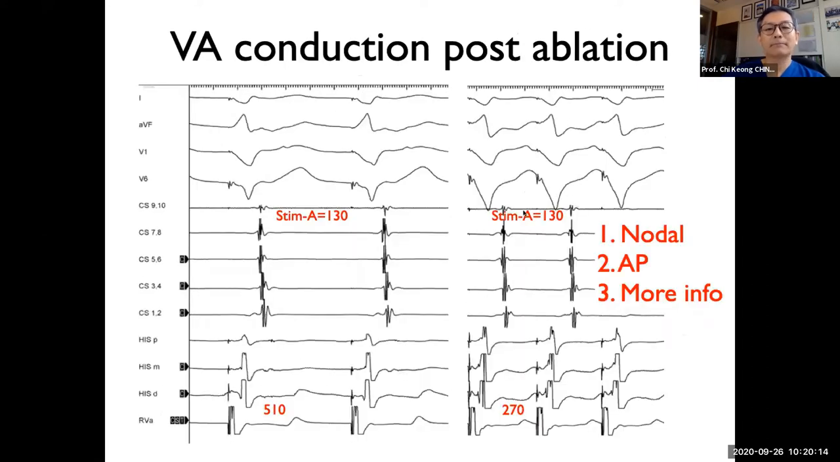And then we studied, and we see the same features, retrograde RV pacing. This is 510, 270. The stim to the measured A remains the same. So my question is, is this nodal? Is it accessory pathway conduction? Let's poll.